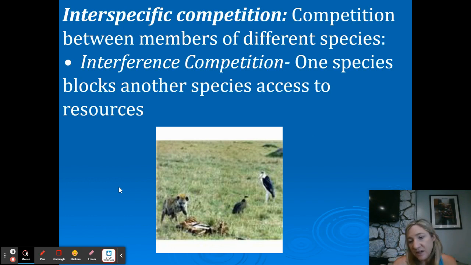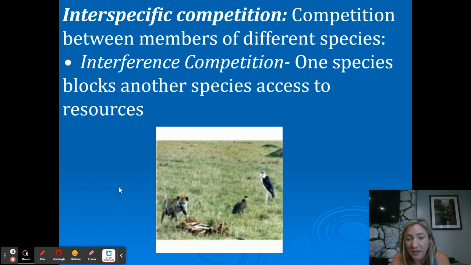A couple of different definitions. Interspecific competition is competition between members of different species. The way I remember this, I think of the interstate highway. Interstate means that it's between multiple states. So the Five is between Washington and Oregon and California. It's between multiple states. Intrastate highways technically are within one state. So, different species.